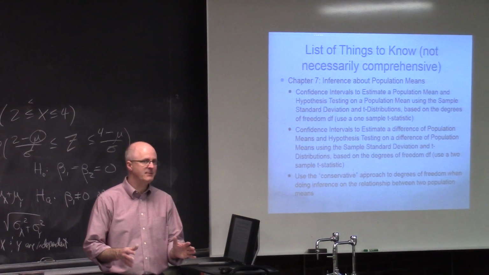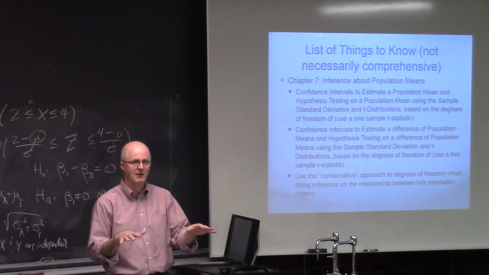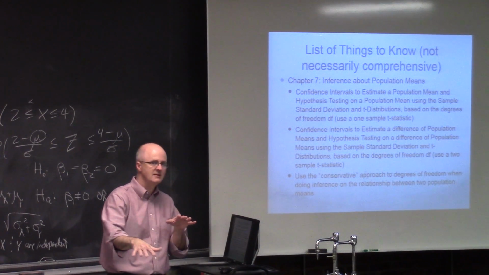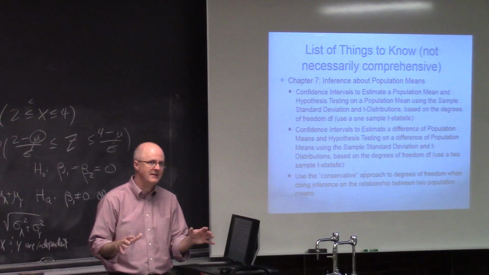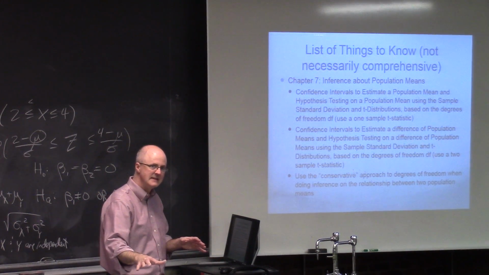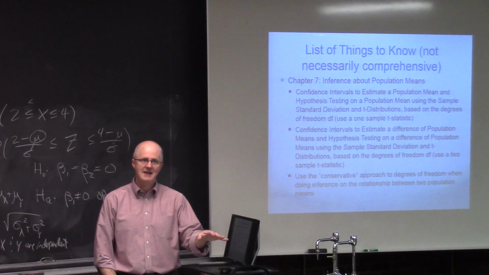People, based on past experience, I know, seem to have difficulty distinguishing between mean and proportion problems, Chapter 6 and 7 versus Chapter 8. They are different methods. Chapter 7, it's T and DF is relevant. Chapter 8, Z and DF is not relevant.